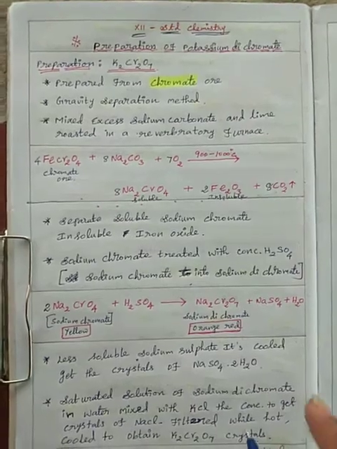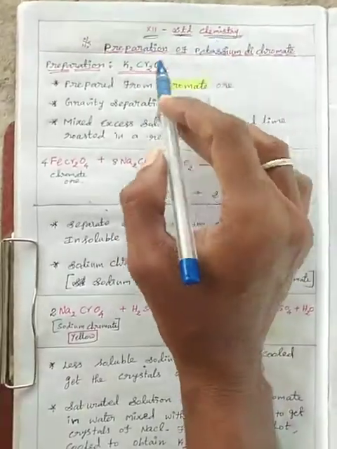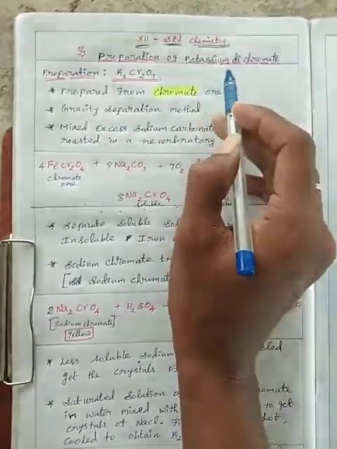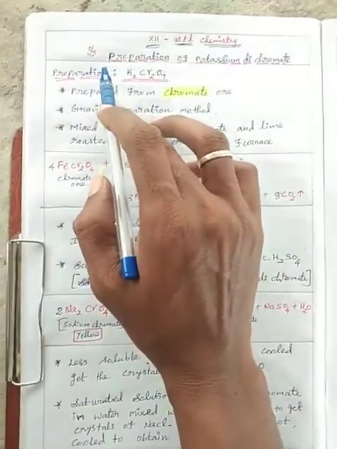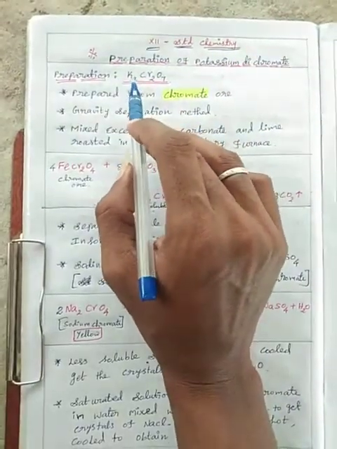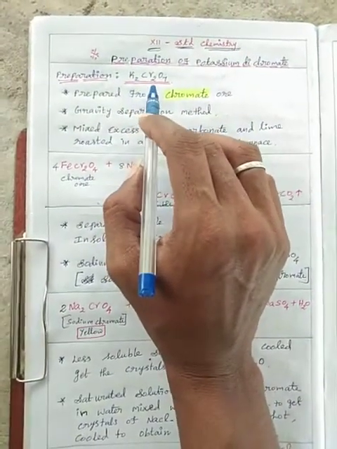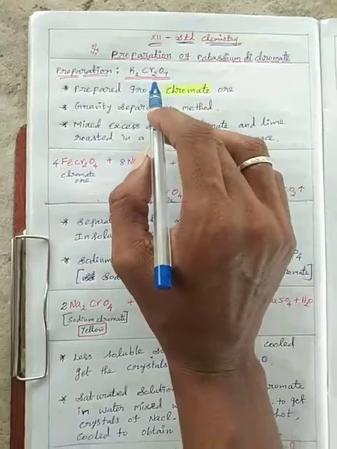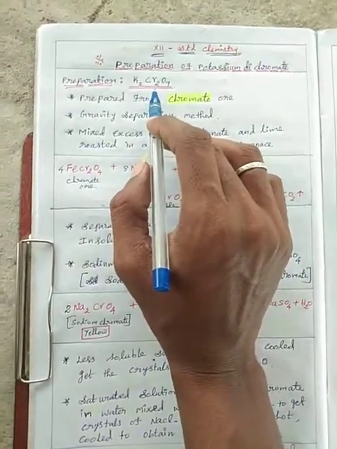Welcome students. Today's session, 12th standard chemistry: preparation of potassium dichromate. Very important 5 mark or 3 mark questions. Potassium dichromate is a very important oxidizing reagent, already known from the 11th standard practical.